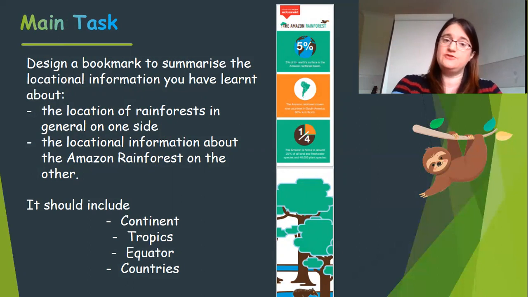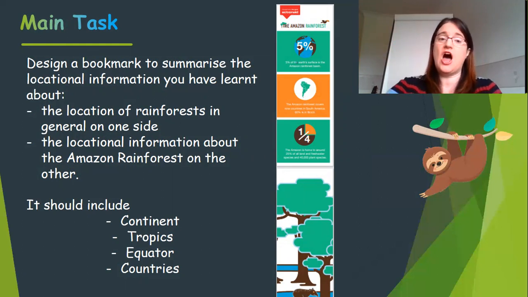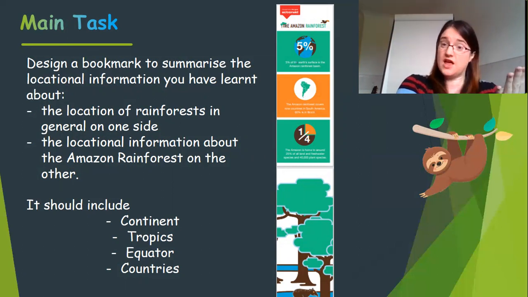So on one side of your bookmark, I want you to draw some pictures and write some information about rainforests in general. What do you know about rainforests in general in terms of their location, where they are? And then on the reverse side of your bookmark, I want you to write some locational information and draw some pictures connected with the actual location of the Amazon rainforest itself. So on one side, it's tropical rainforest in general. On the other side, it's going to be the Amazon rainforest.